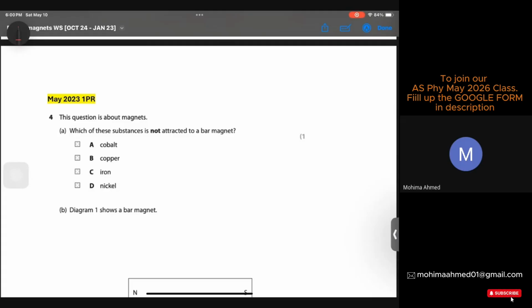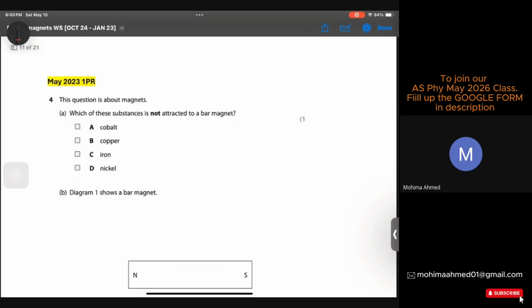The question is about magnets. Which of these substances is not attracted to a bar magnet? I understand copper. In the previous case, I saw that it will never be attracted to a bar magnet. So I'm just going to write copper again. Cobalt, iron, nickel, they will all be attracted to bar magnets. I'm not going to label them.